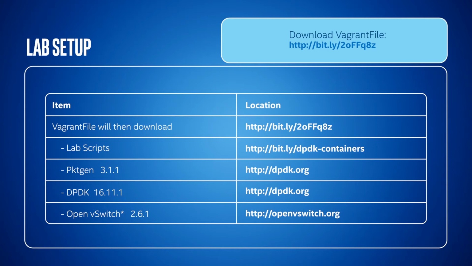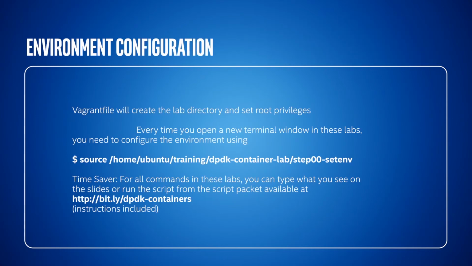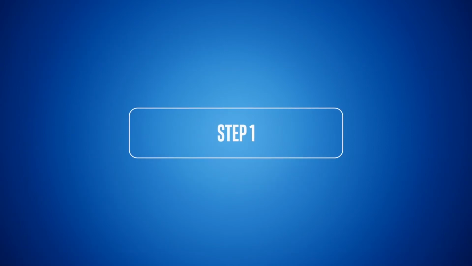When you execute vagrant up, the Vagrantfile will download all the required packages and scripts. Once Vagrant has provisioned your virtual machine, enter the VM by executing vagrant ssh. While the Vagrantfile will do most of the setup, it's critical in this lab that every time you execute vagrant ssh in a new terminal window, you also run source 00-setenv in the directory shown here. Let's get started. Step 1.